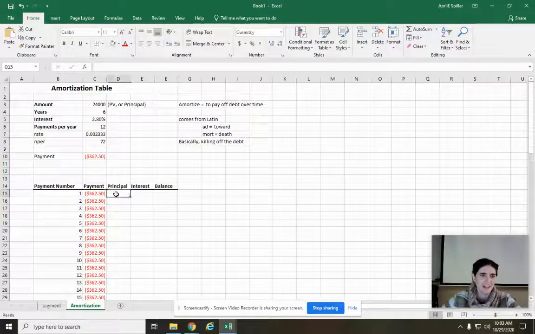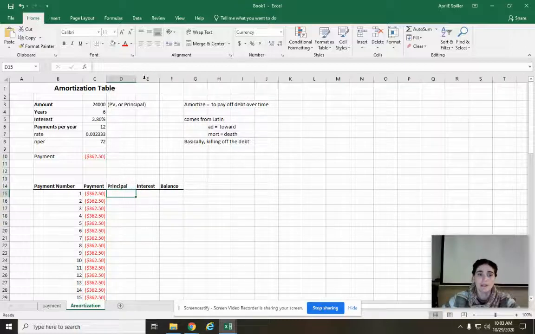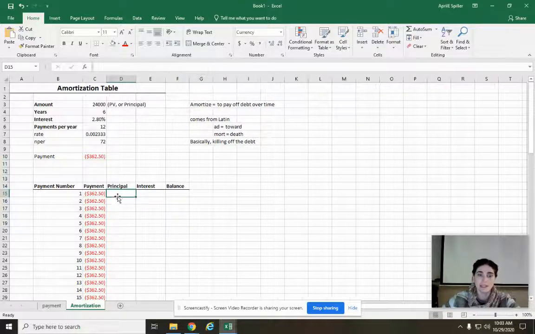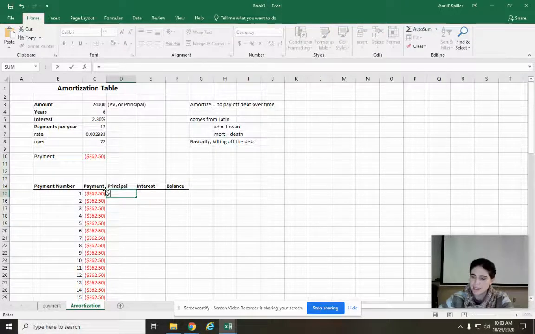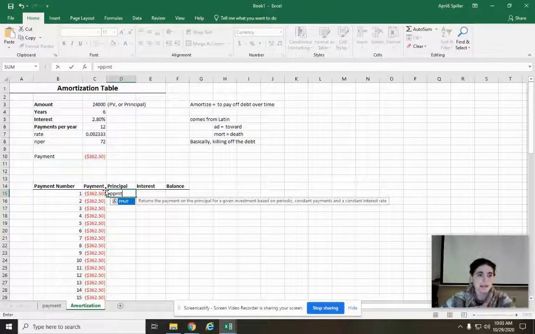Okay, principal. This is the part of the payment that's going towards your actual debt. So this is interesting. This is what's paying your debt off, not the interest part. So we're going to go equals. And we said last time this is PPMT, so principal payment.